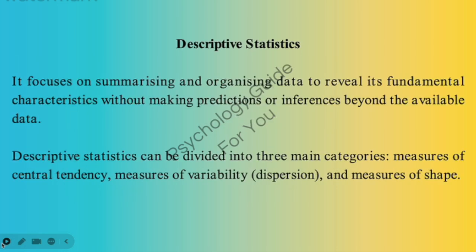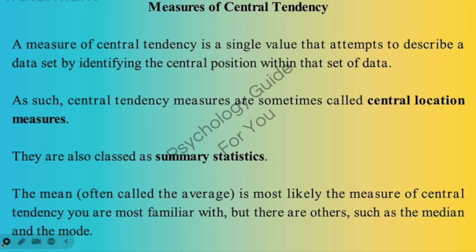Descriptive statistics can be divided into three main categories: measures of central tendency, measures of variability, that is dispersion, and measures of shape. Let's look into measures of central tendency.